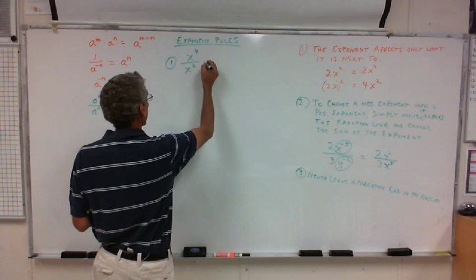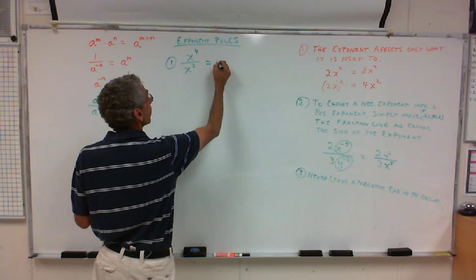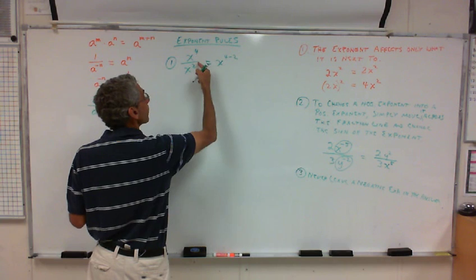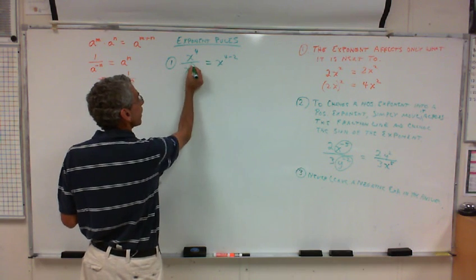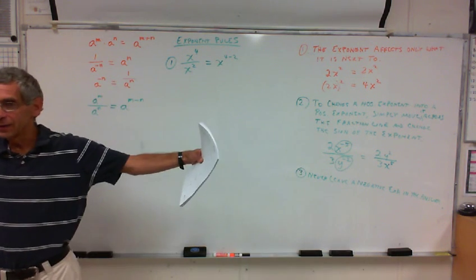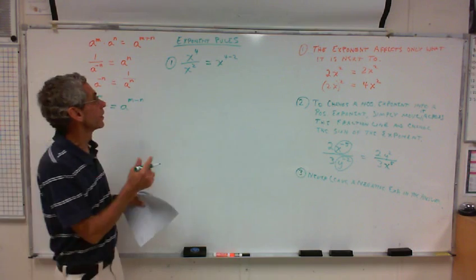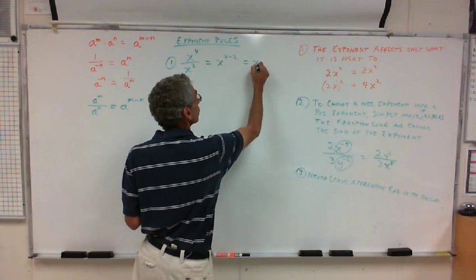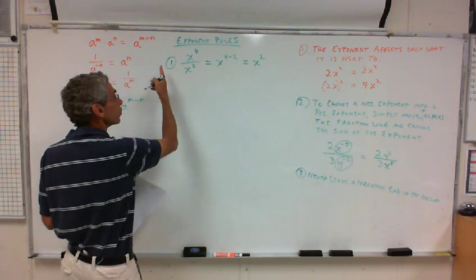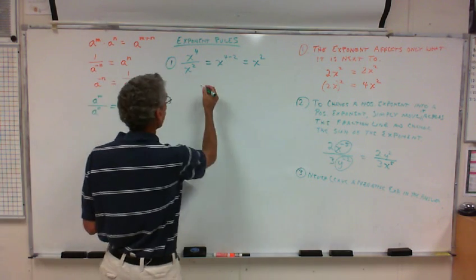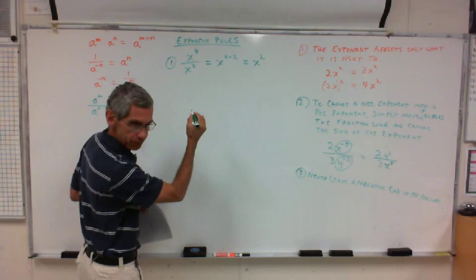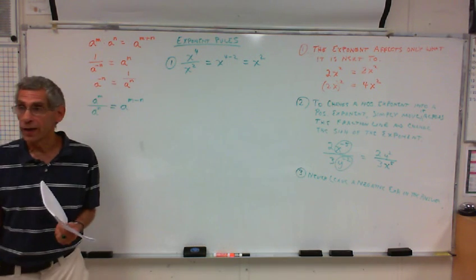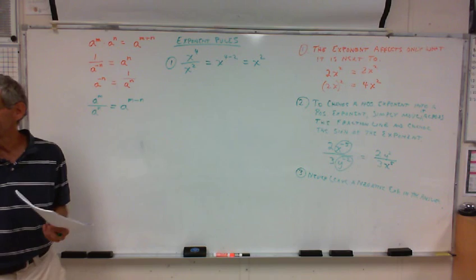So if I use this rule, I would say that is x to the 4 minus 2. I think of this fraction line as a gigantic minus sign. 4 minus 2. So that's easy, x squared. That was way number 1. Now I'm going to show you my other way, and you're going to see eventually why this is helpful.